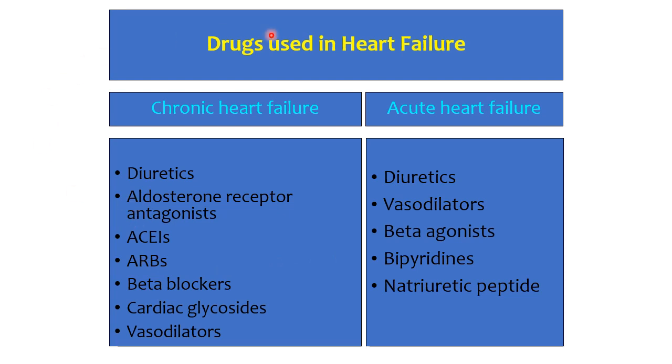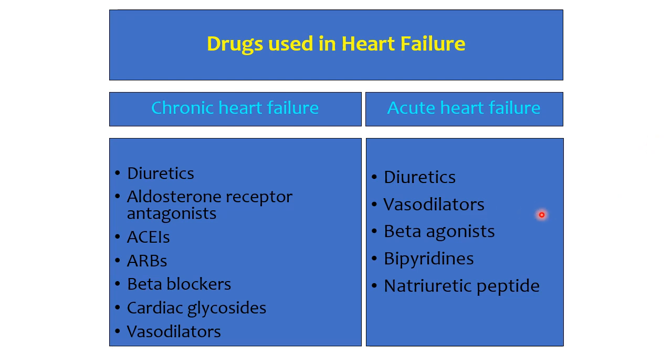You have to memorize this table. This is really important. You can get this question in your exam. Enumerate the drugs used to treat acute heart failure and the drugs used to treat chronic heart failure. So if a patient presents in emergency with acute heart failure, the patient is either having pulmonary edema or the cardiac output is really low. So what would you do?